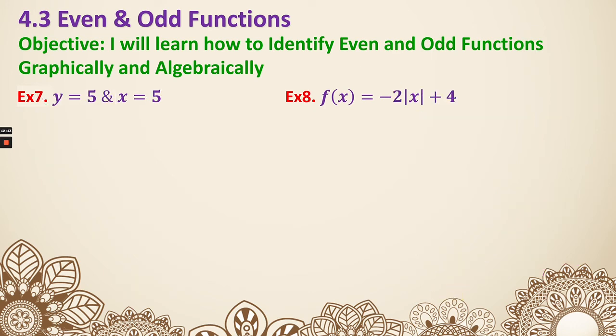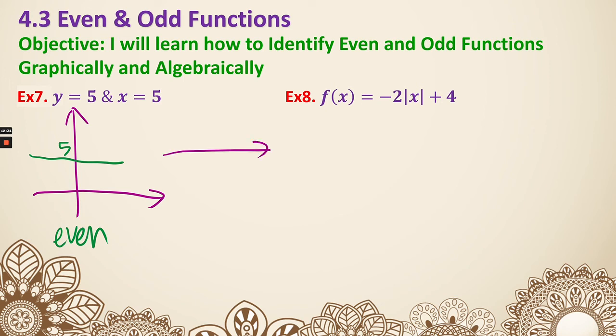Now example 7, we have two functions. The first one, y equals 5. That means every single y value on the graph needs to be 5. So it's going to be a flat line at 5, which means it's going to be even. For x equals 5, that's going to be a vertical line, so it's neither. Example 8.